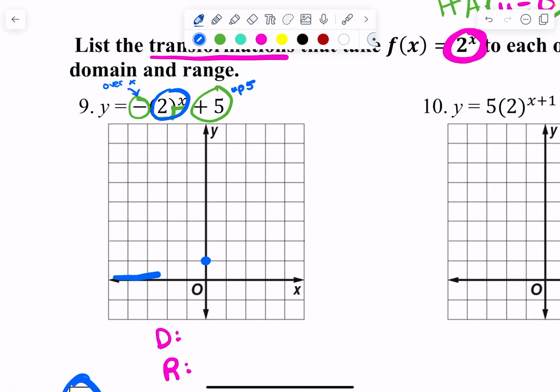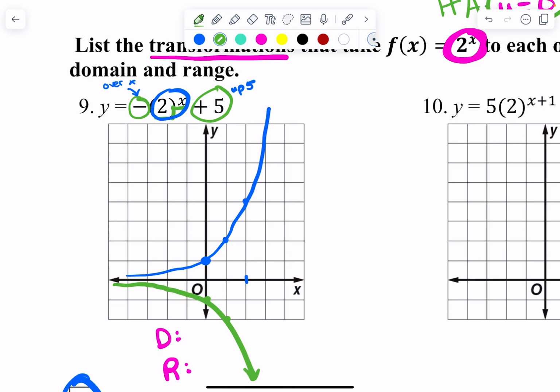But 2 to the x power, he normally goes like this, right? Actually, I should do this. 2 to the first power is 2. 2 to the second power is up here at 4. So this is what he's going to look like. 2 to the x power. Normally it does that, okay? If we flip him down, all those points are going to be flipped down. So he's going to look like this.